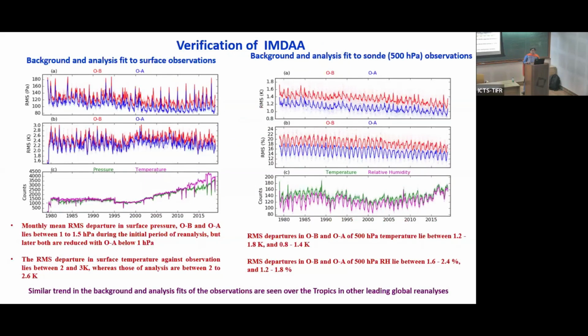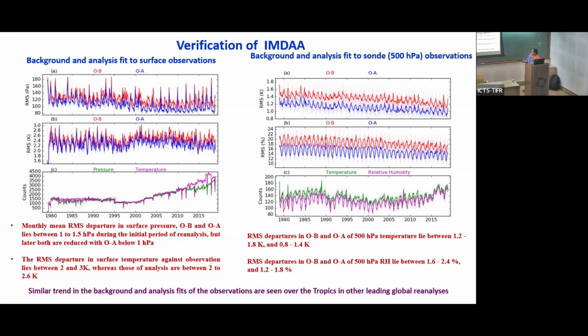Okay, then we have to check whether the system is working properly or not. As we already discussed, we use the surface data and the upper air data throughout the period of the reanalysis. So we are checking the background and analysis fit to surface observation, and the background and analysis fit to sonde observation. This is at 500 hPa temperature, you can see.